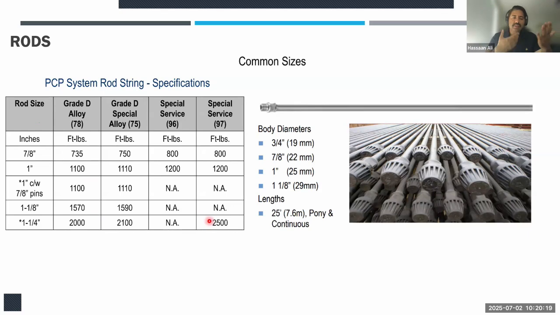So depending on your selection of your pump and how deep it is, you need to select your rods. The deeper you are setting your depth, the bigger your tubing is, and the bigger your pump is, you will want to go with a 1 and an eighth inch rod or a 1 inch rod with a special alloy.